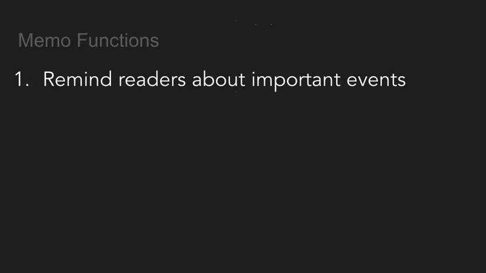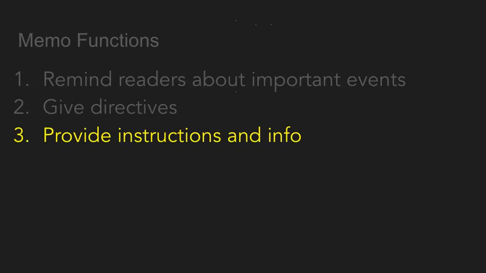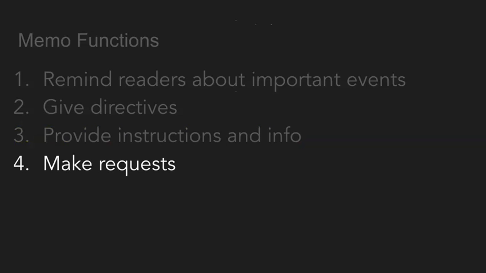Memos have four main functions in industry. First thing that they can do is remind readers about important events. So when memos serve as reminders, usually they're pretty short and usually they're sent out by the boss or a head of a department. Memos can also give directives. They can provide instructions and information, and this is in yellow because that's what you're doing for my class. And they can make requests.